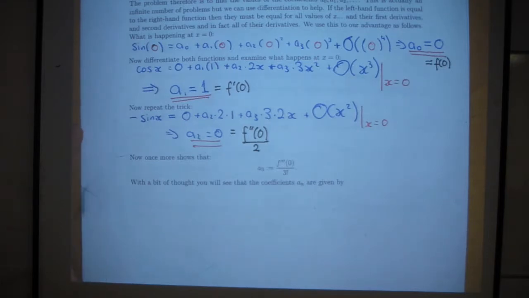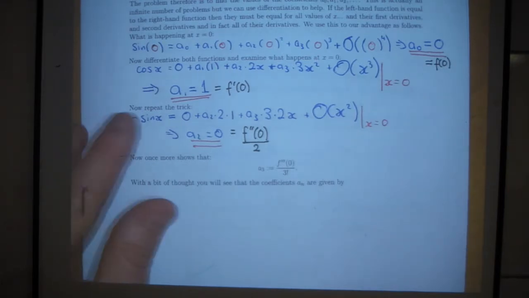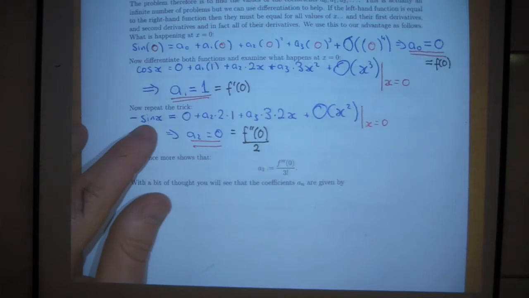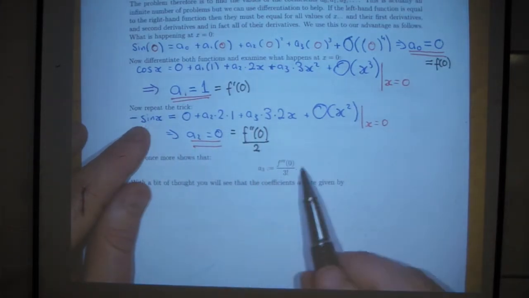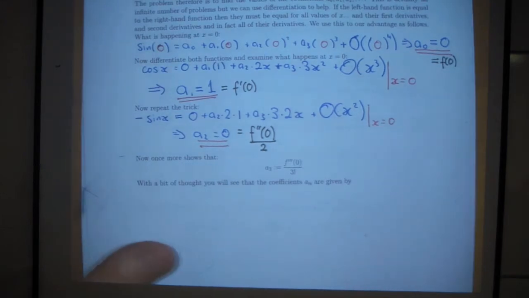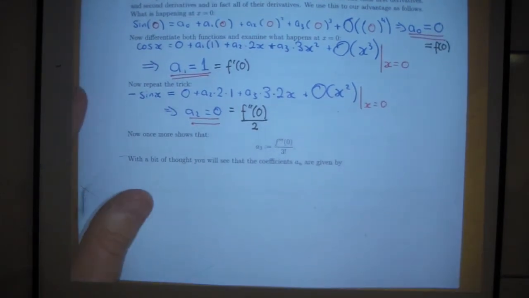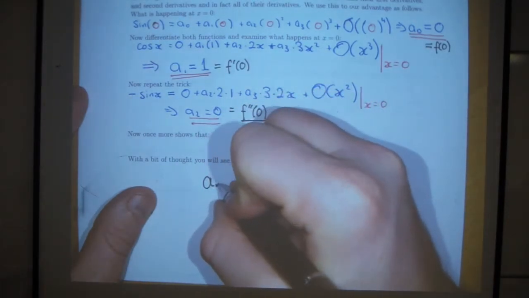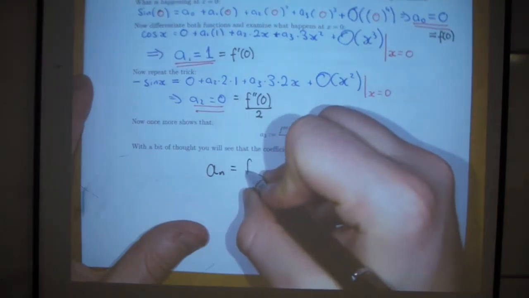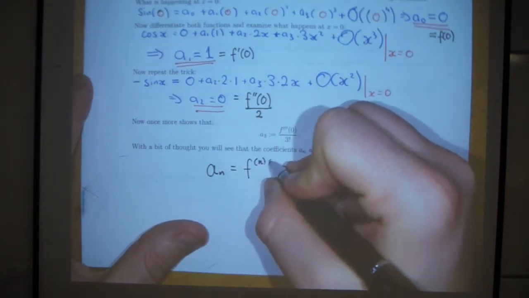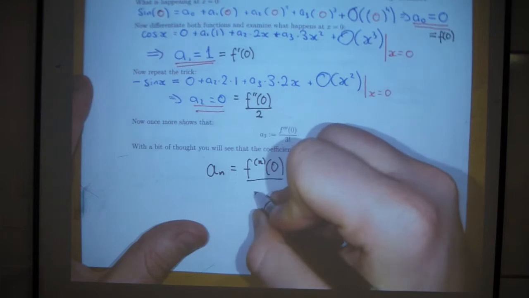That's what factorial means. And over here you'll have the third derivative. So if you carry through the analysis, a3 is the third derivative at 0 divided by 3 factorial. And with a bit of thought, you can see that the coefficients are going to look like this: a to the power of n. So the nth term here is the nth derivative evaluated at 0 divided by n factorial.